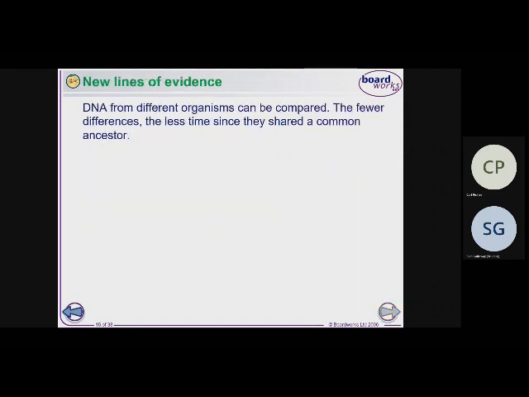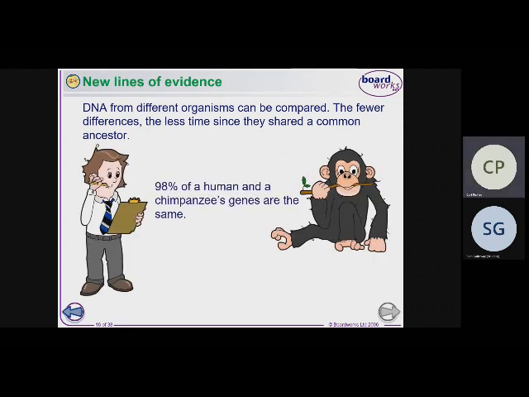These days, now, and this is only the last 40, 50 years, in fact, 20 or 30 actually, you can compare DNA. This is how we found out, for instance, that something north of 98% of human and chimpanzee genes are the same. They are pretty much our closest genetic relatives.